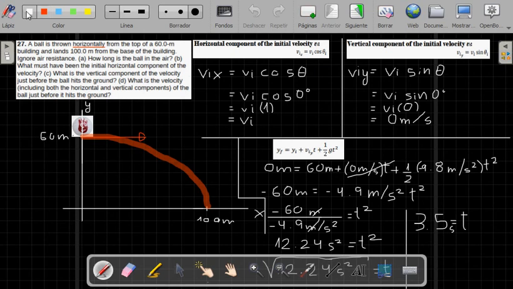So, what does the part D say? What is the velocity, including both the horizontal and vertical components of the ball just before it hits the ground?